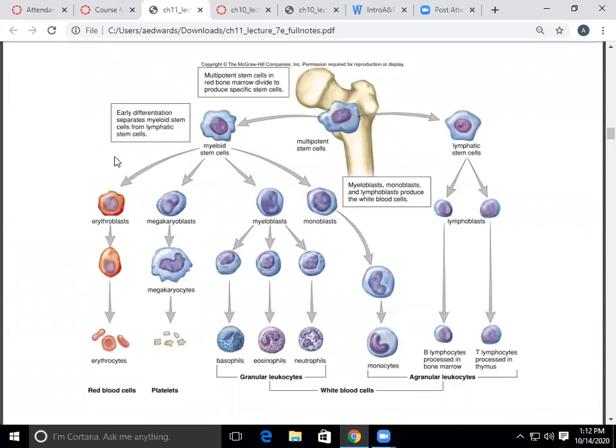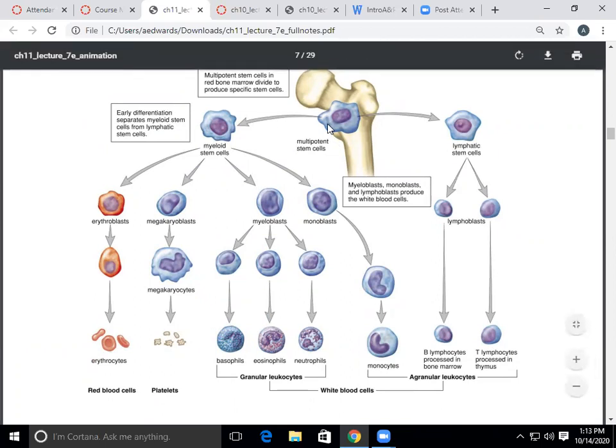So here's a visual, okay? Don't get overwhelmed by this. Just look at what the main point is, what this is trying to tell me. So here we've got multipotent stem cells on the ends of the long bone, right? Some of them will differentiate into myeloid stem cells.